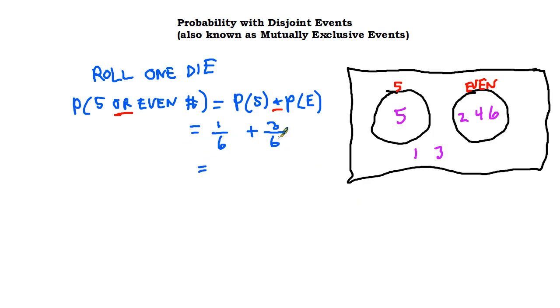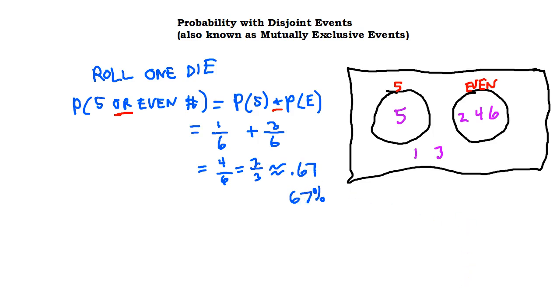We're going to add 1/6 plus 3/6. We get 4/6. Now we can reduce. That gets us 2/3. And then we could use our calculator to get a decimal, which turns out to be about 0.67, or we could write it as a percent, which is 67%. Again, I'll remind you that probability is always a number between 0 and 1, so it can be written as a fraction, a decimal, or a percent.